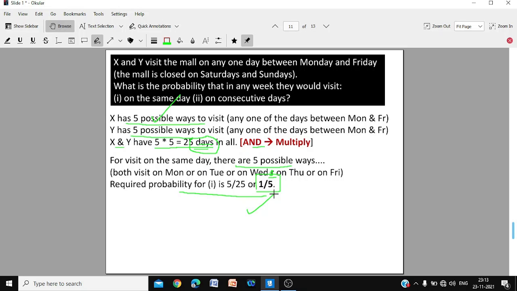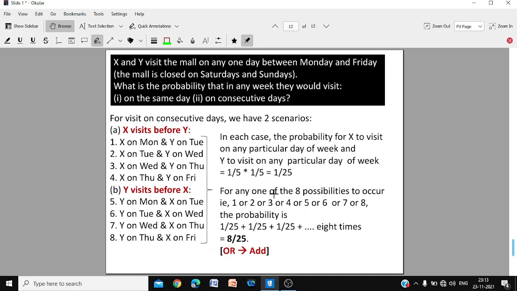Now we see the second part of the answer. They have to visit on consecutive days. Now, when they visit on consecutive days, it could be that first X will go and then the next day Y will go, or first Y will go and next X will go. Either X visits before Y, first X and the next day Y, or Y goes and the next day X. So if X is going before Y, then for consecutive days, X will go on Monday, then Y should go on Tuesday. If X goes on Tuesday, then Y should go on Wednesday. If X goes on Wednesday, Y will go on Thursday, and if X goes on Thursday, then Y will go on Friday. So you have got total 4 possible ways.